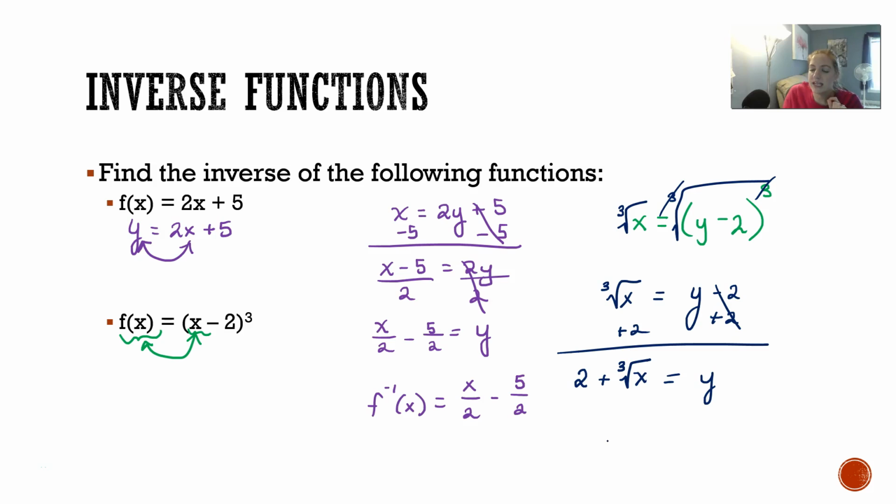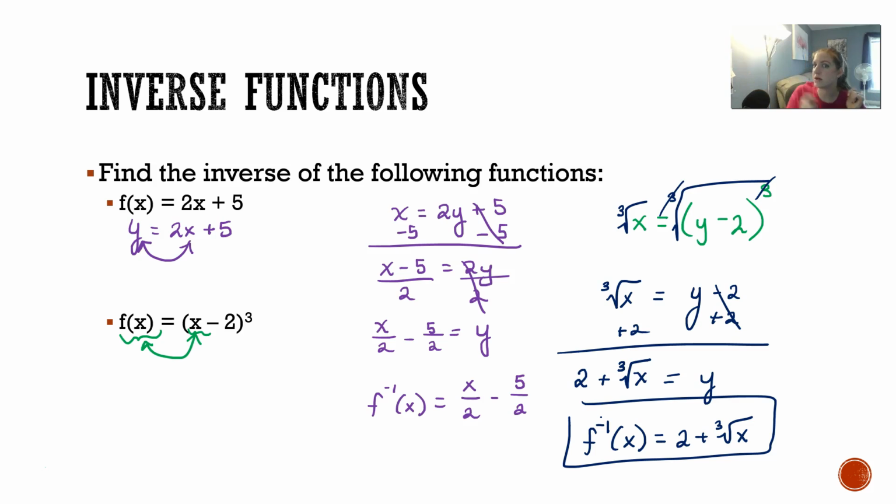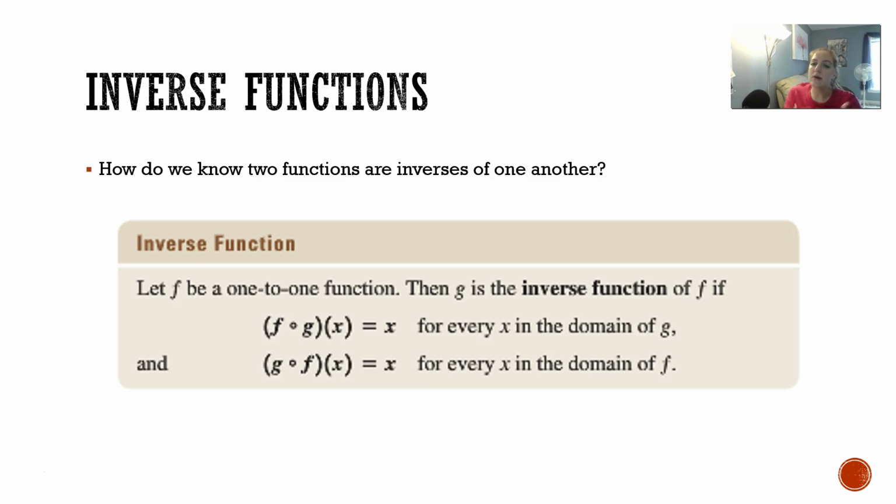Okay, so now last step, just change that to f inverse of x. 2 plus cubed root of x, and you are done. Boom, there's your inverse. Now, it's great to be able to find the inverse, but we also want to be able to check that two functions are inverses of one another. How do we do that?